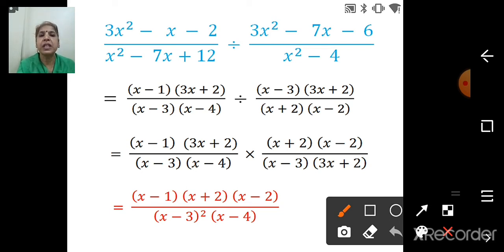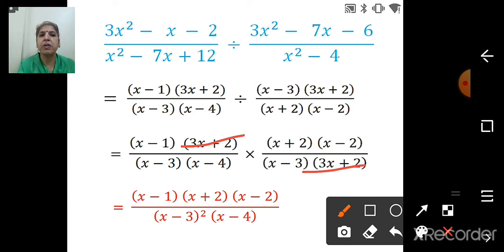X minus 1 is in the numerator. Is it a factor in the denominator? No. So we cannot divide. 3x plus 2 whole bracket divided by 3x plus 2 whole bracket, that we can divide. Is there any other factor you can divide? No. All are different factors.